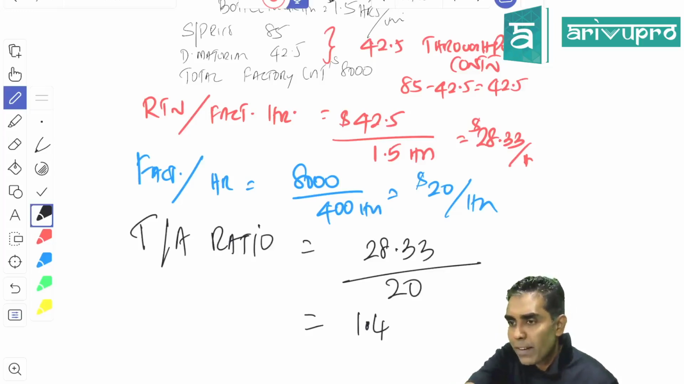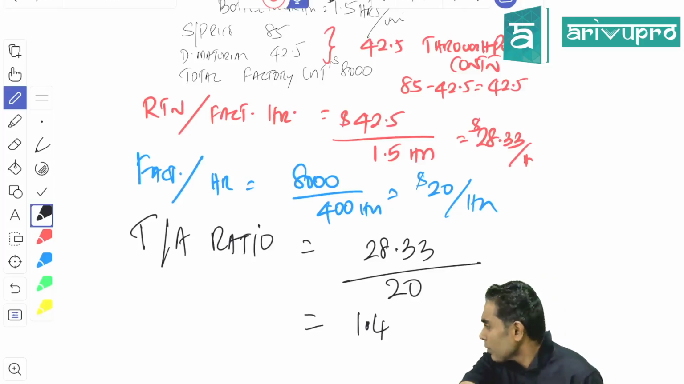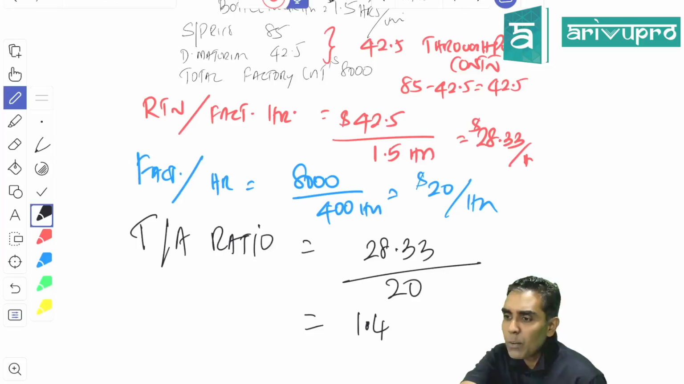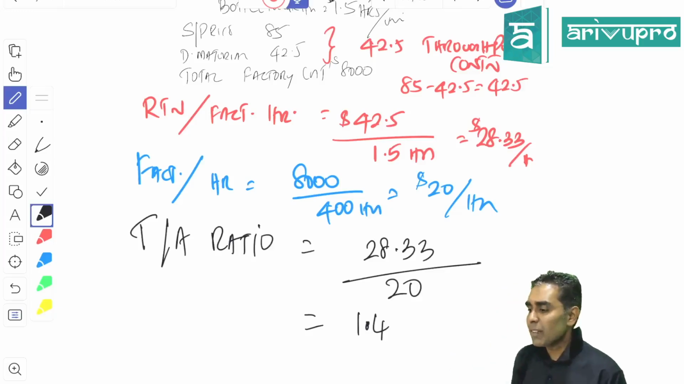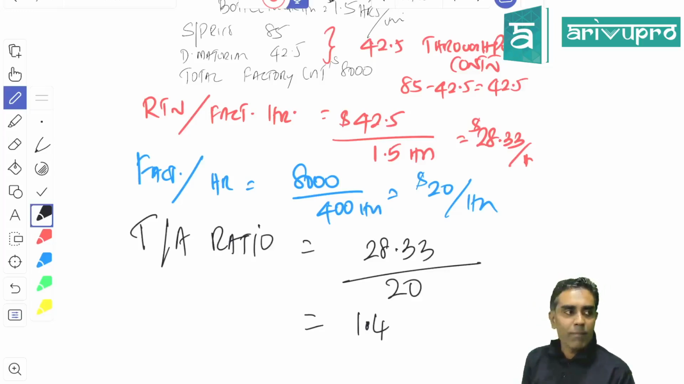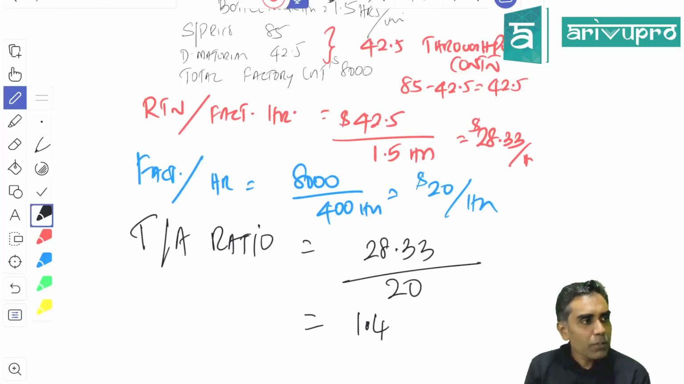Only one difference. What is the difference? There we calculated what contribution? Here we are going to calculate what? Throughput contribution. There we calculated contribution per limiting factor. Here we are going to calculate throughput contribution per what? Bottleneck resource. Can you all try the second question, please?